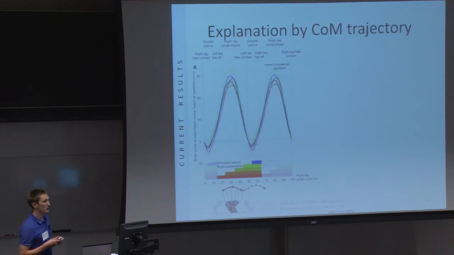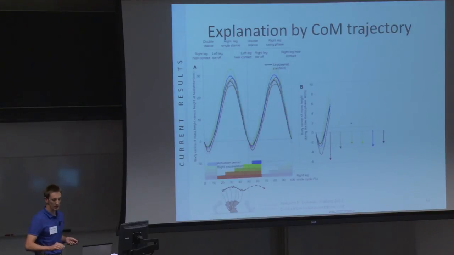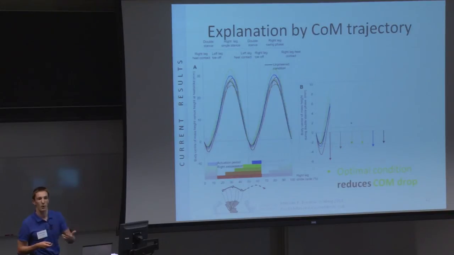In order to find an explanation, we looked at the center of mass kinematics, and when we zoom in on the step-to-step transition, we see that there's a correlation of the amount of drop of the center of mass after heel contact with metabolic cost. So the optimal reduction in this condition can be explained because the center of mass is more effectively being redirected with this timing, which is some kind of experimental validation of the paper of Kuo.